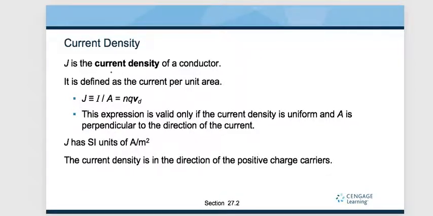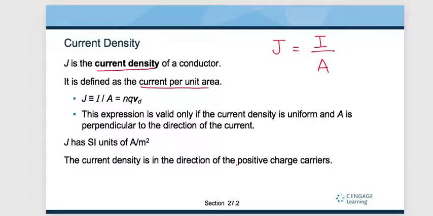Let's now define current density. Current density is defined as current per unit area. Current density is represented by the letter J, and because we said it is current per unit area, so I divided by A.